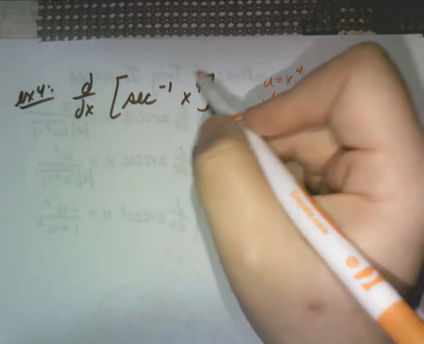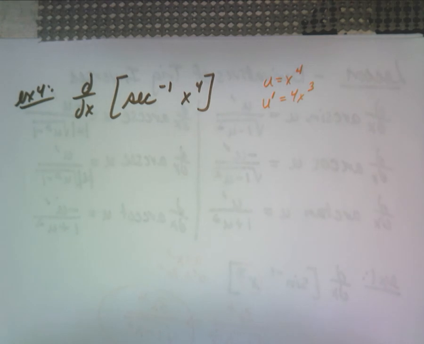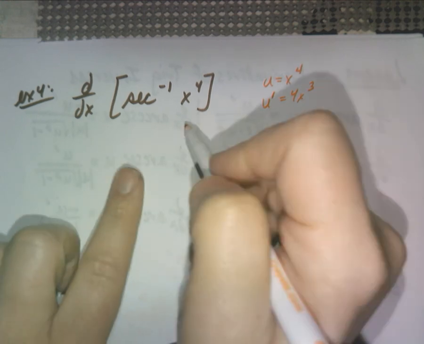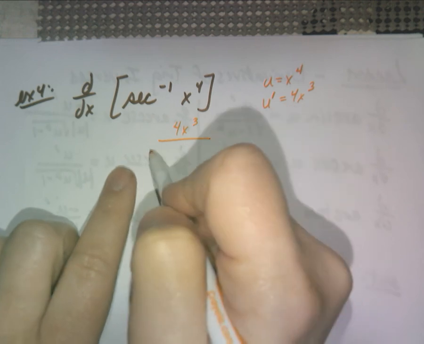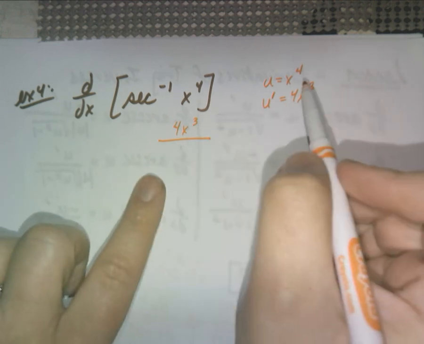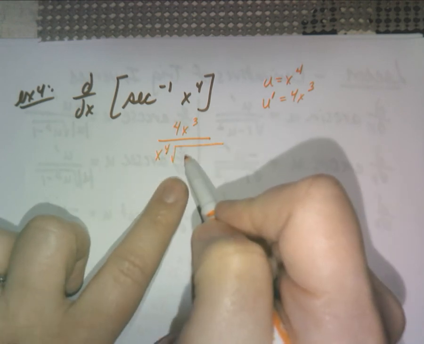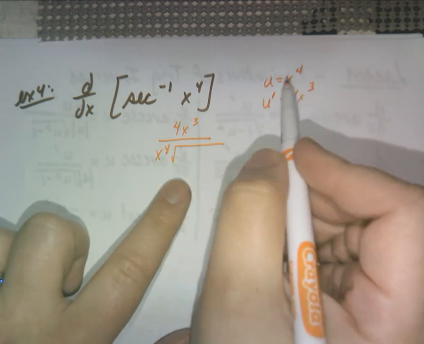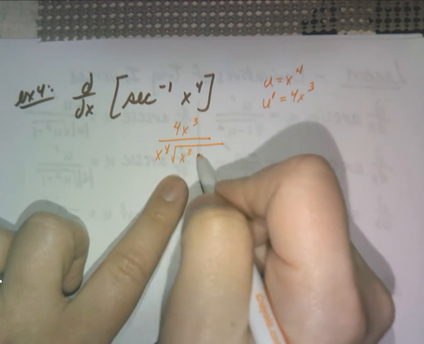All right, so my u is x to the 4th. My u prime is 4x cubed. I'm going pretty fast through this because, again, this is just formula. If you follow the formula for secant, it would be u prime, so 4x cubed, over the absolute value of your u, which is x to the 4th, times the square root of your u squared. So what would that actually be? X to the 8th minus 1.